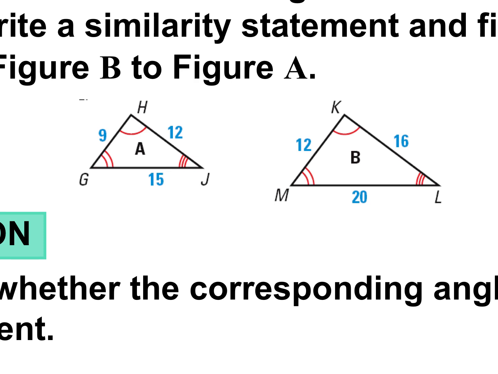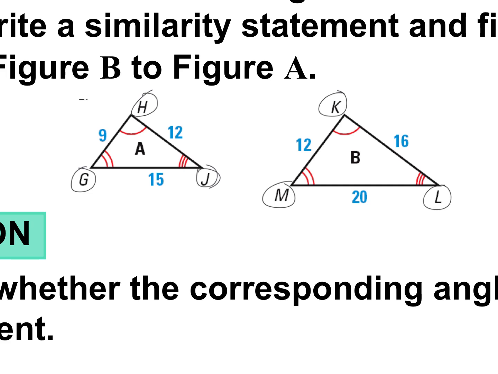Let's look at this one. Just by looking at it, would you say that they're similar to each other? Yeah. Why? Same shape, different sizes. Okay? What's another way we can prove that they're similar? The angles. Are all the angles marked right? Which angle goes with H? K. Okay. G is M and J is L. Yep, they all have similar markings, so we're good there.